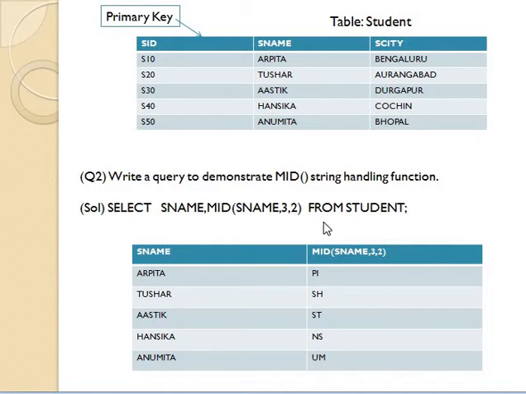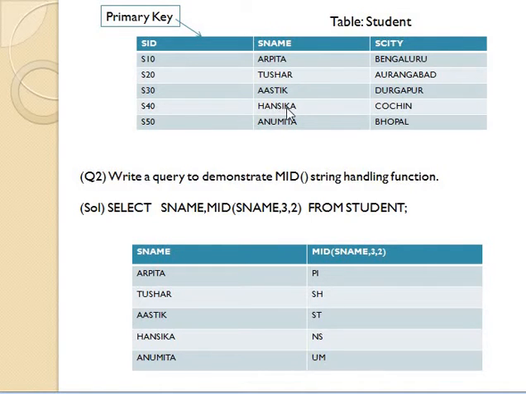In the same way, for the second entry tosh, the third position indicates the letter S, and if we extract two characters from it, including the letter S, I add one more letter into it, that is the letter H. So SH gets extracted from this entry and gets displayed in the output table. Again for the third entry astic, the letter at position number 3 is S, and extracting two letters including the letter S shows ST in the output table.